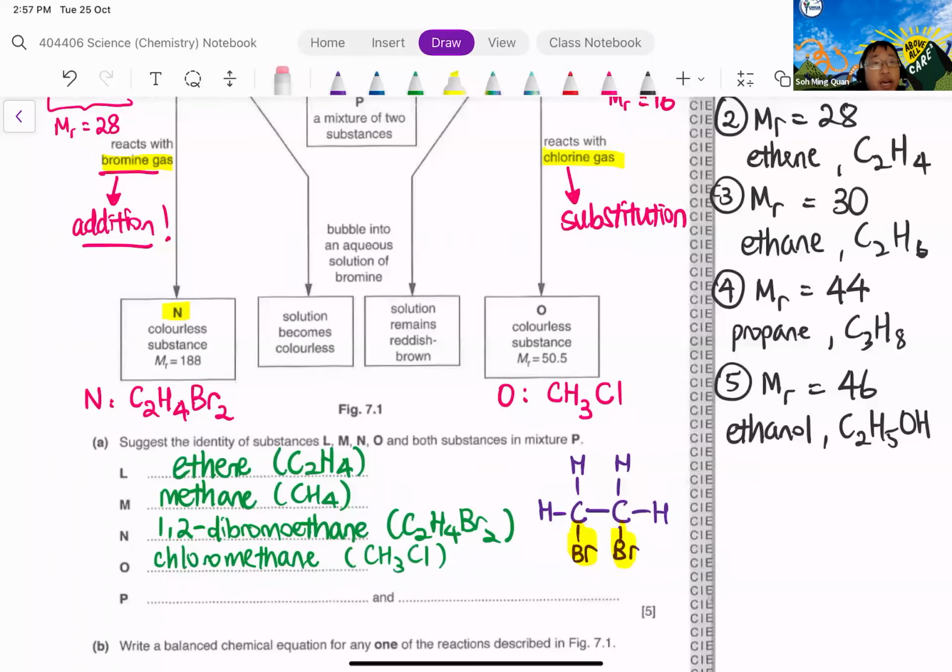So only the addition has the 1, 2 because you need to show which carbon atoms it is on. Substitution doesn't have it, because we don't put dihydro something. Yeah, it's naming. Okay.